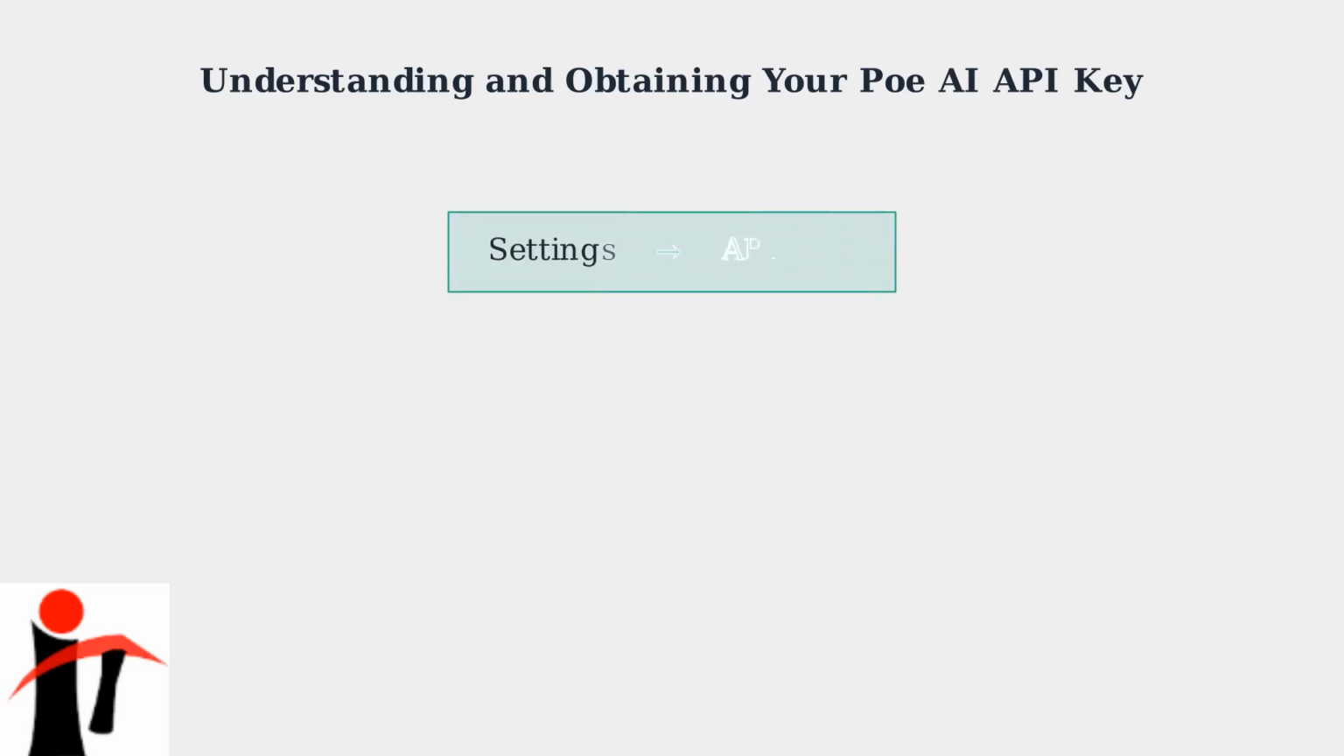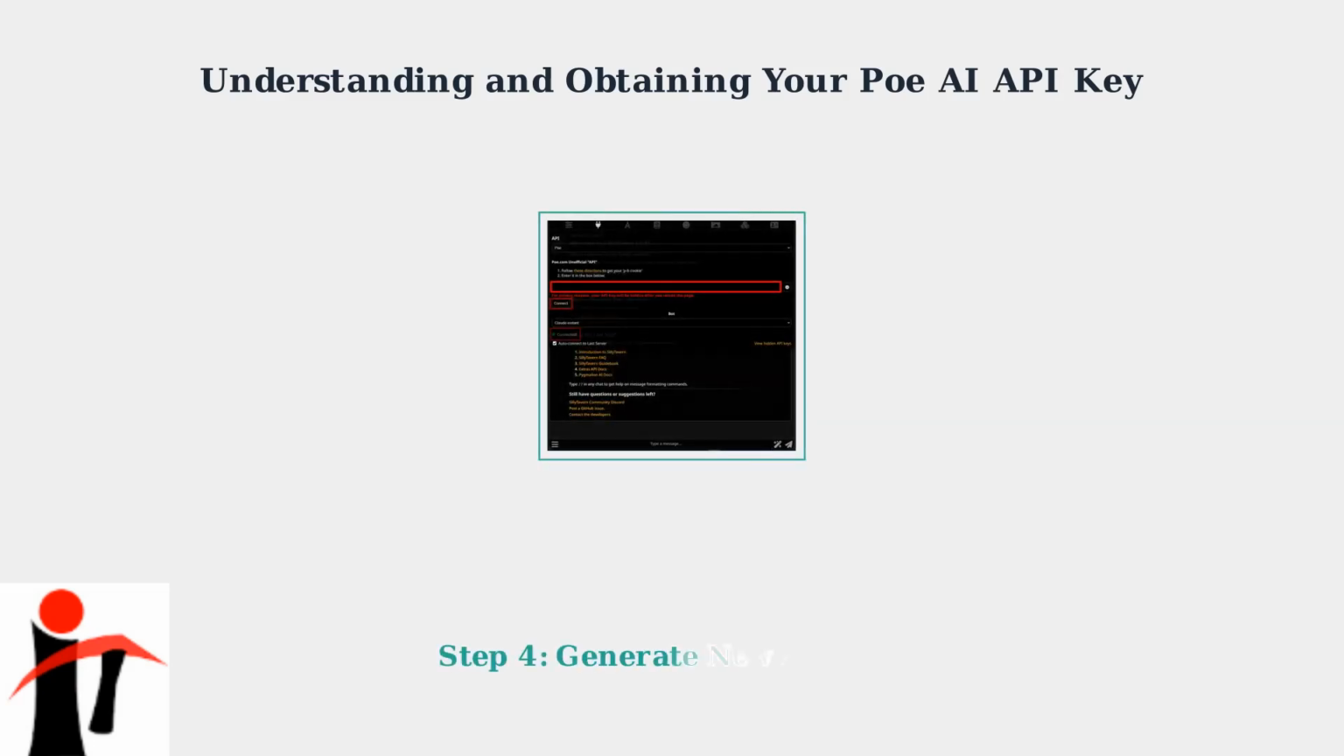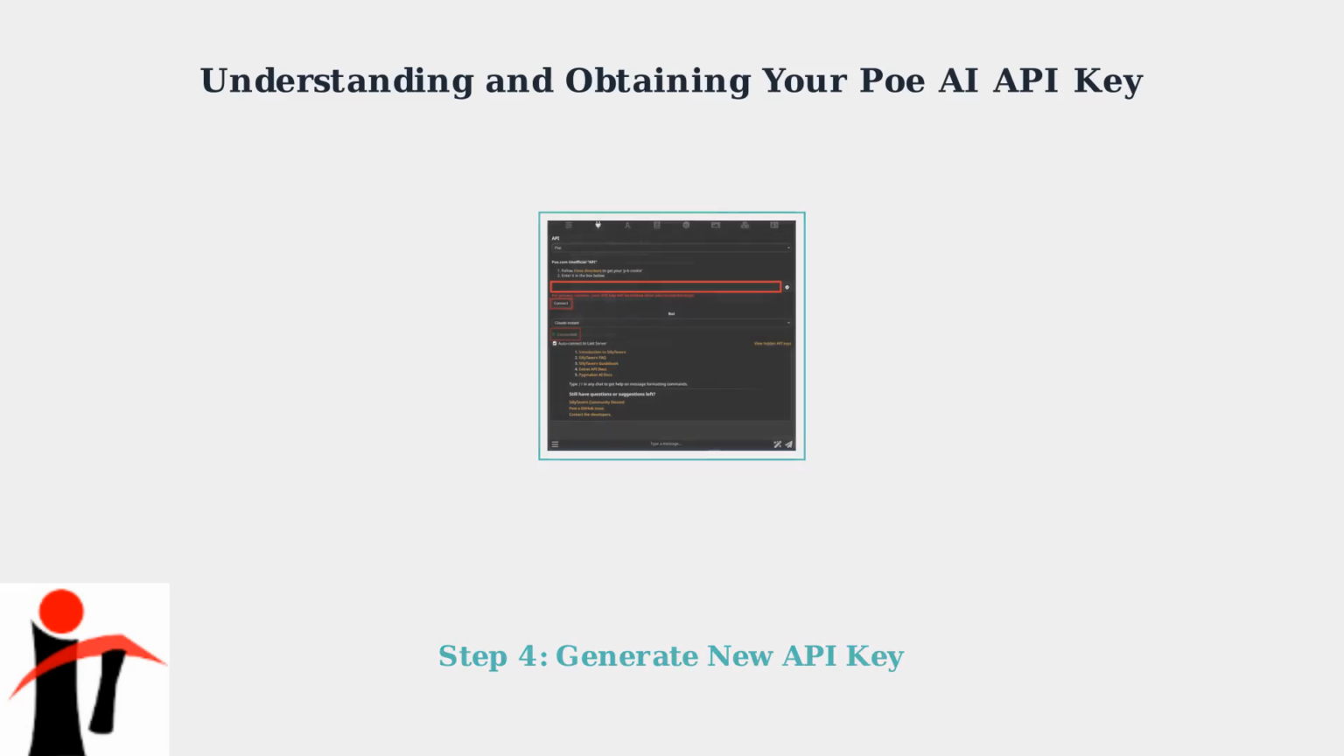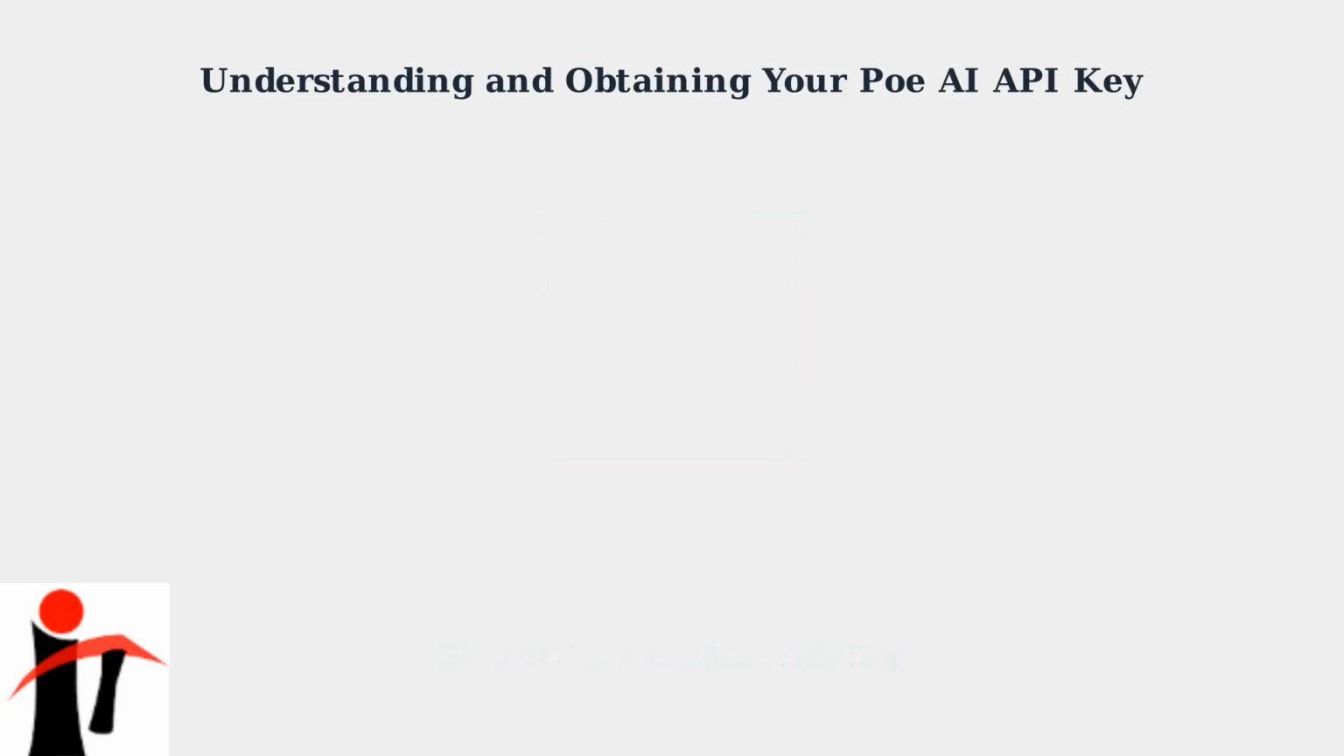Once your account is set up, navigate to the Settings section and then to API Keys. This is where you will generate and manage your API authentication credentials. In the API Keys section, click on Generate New API Key. You will be prompted to give your key a descriptive name that helps you identify its purpose, such as production app or development testing. This is critical.